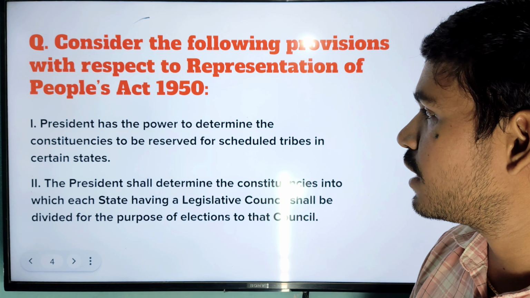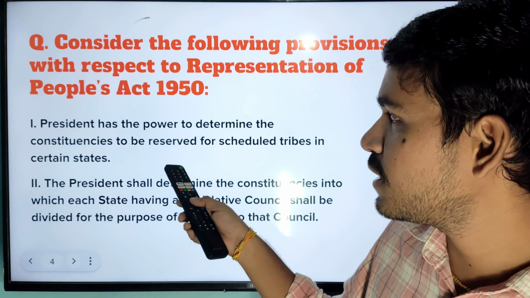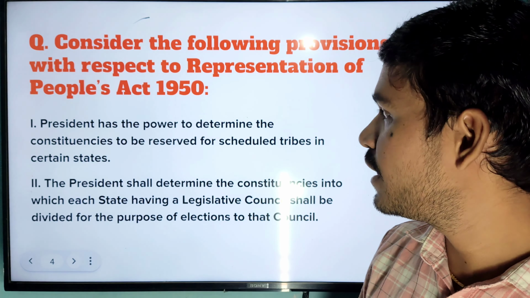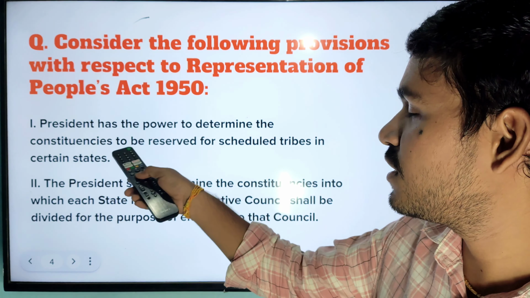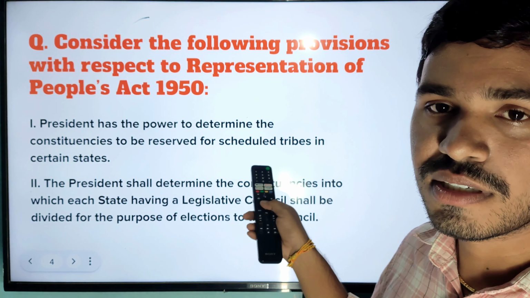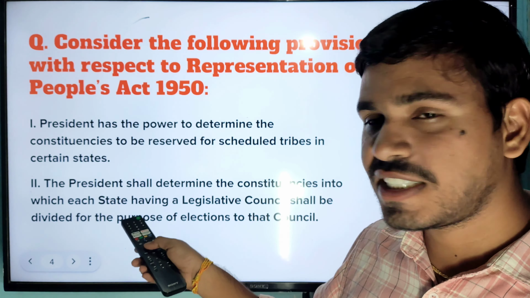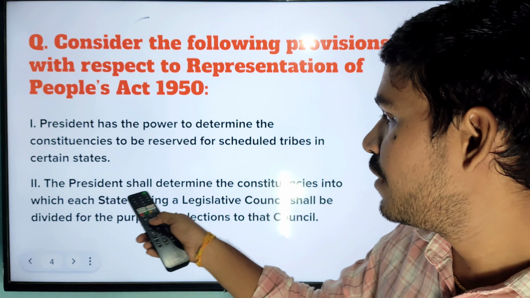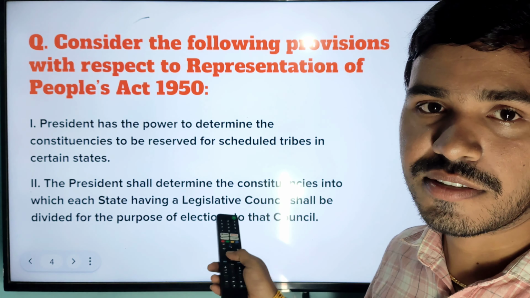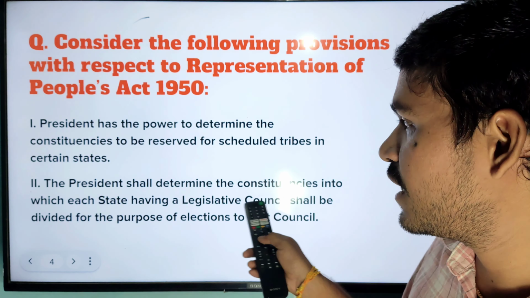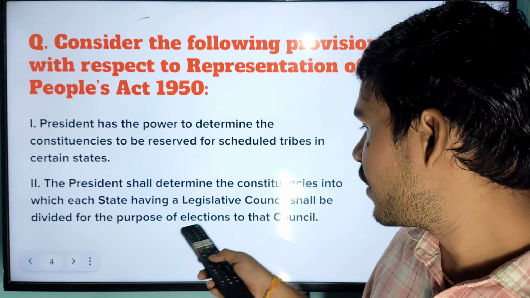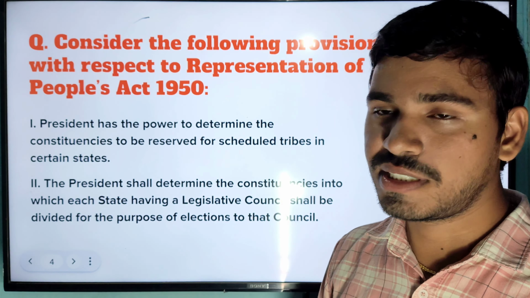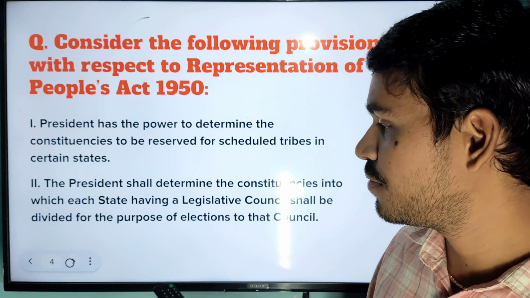In this one, the first statement is wrong, because it is not the President, it is the Election Commission of India that determines the constituencies to be reserved for scheduled tribes in certain states. But the second statement is correct. The President determines the constituencies of the state legislative councils. For state legislative councils, it is decided by the President. For the state assemblies, it is decided by the Delimitation Commission. So you must remember that one.